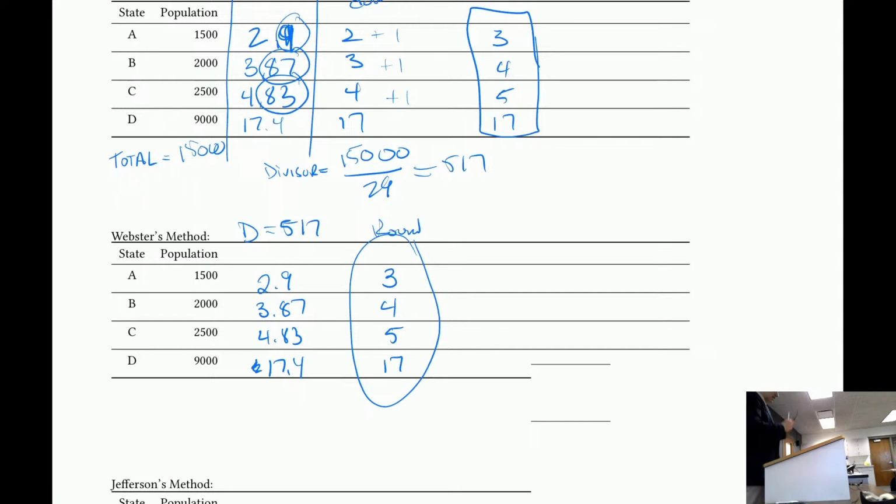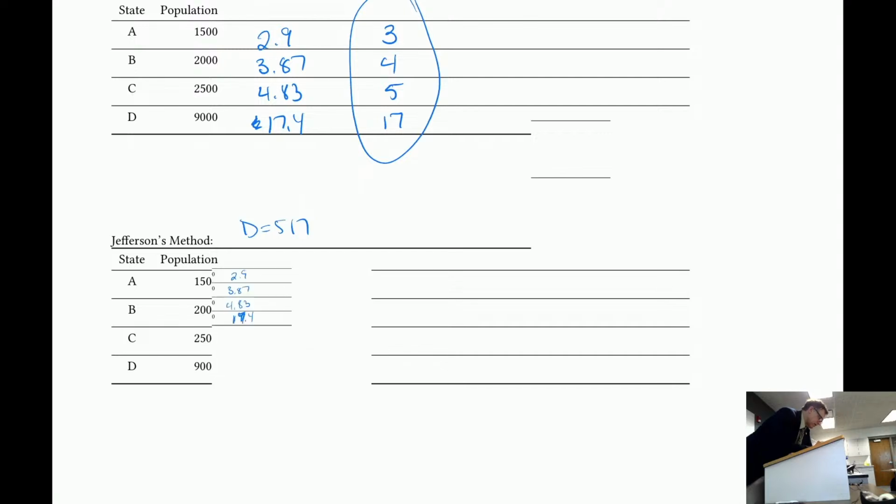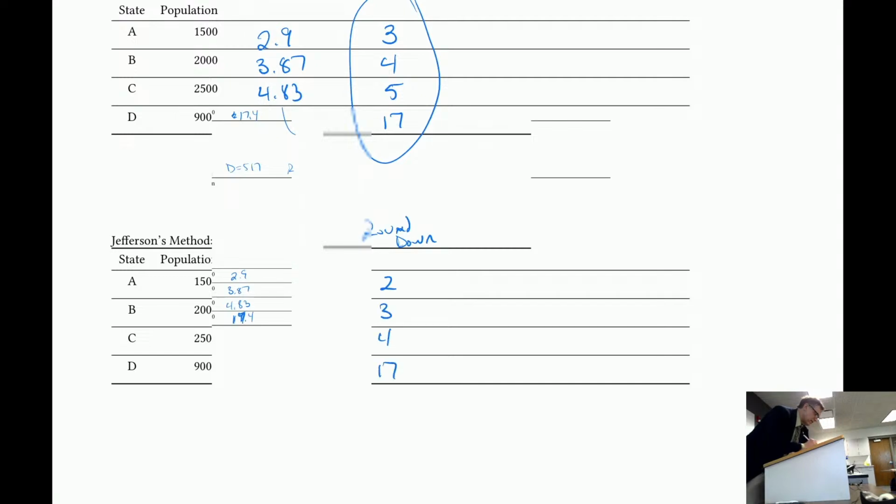All right, now let's take a look at Jefferson's method. So if we do D equals 517 with Jefferson's method, 2.9, 3.87, 4.83, and 17.4. Sorry about that. For this method, you round down. So everyone gets rounded down. 2, 3, 4, and 17.